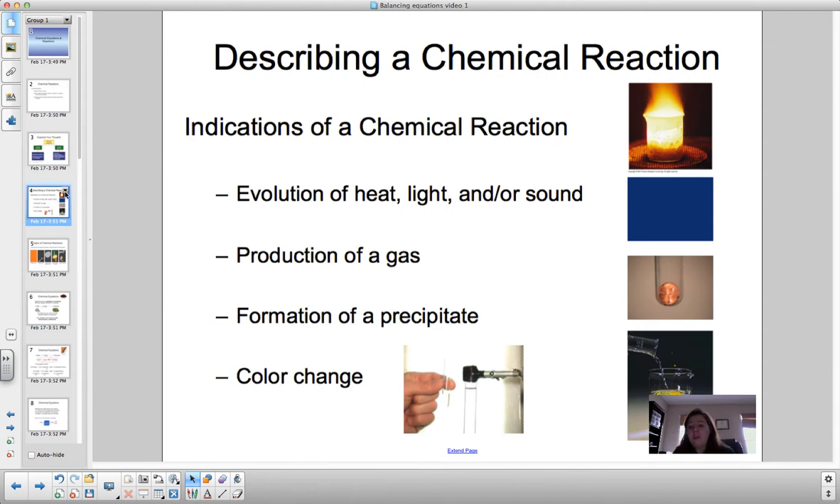Alrighty, hopefully you remember from the beginning of the school year, we talked a little bit about this, just some ways that we can tell if a chemical reaction happened. If we see some heat or light or some sort of sound was produced, that's definitely an indication of a chemical reaction going on. If you see some little bubbles, that's an indicator that you have produced a gas. If you remember the word precipitate, that's some sort of solid that is forming as a result of your two chemicals coming together. And of course, some color changes that occur are also an indicator that you have a chemical reaction.